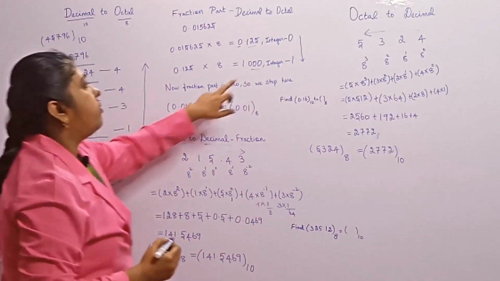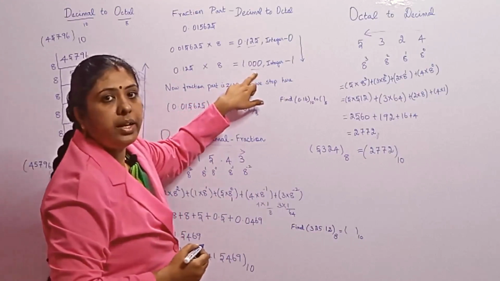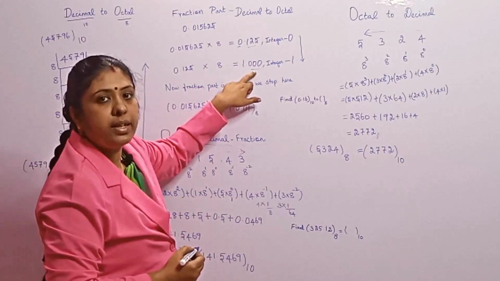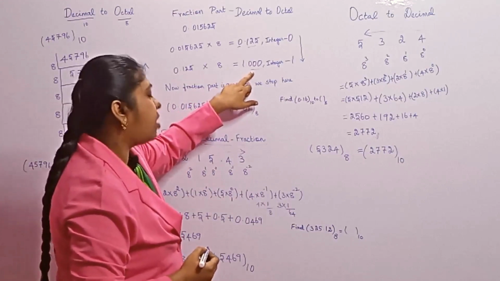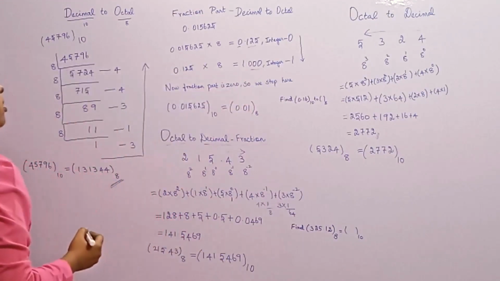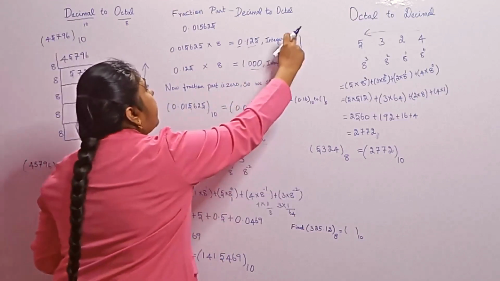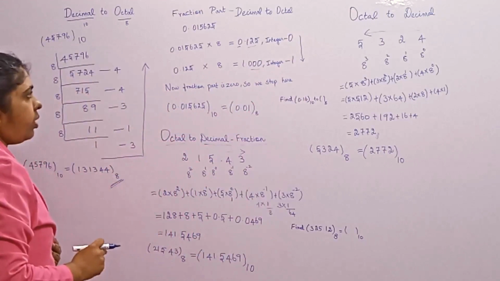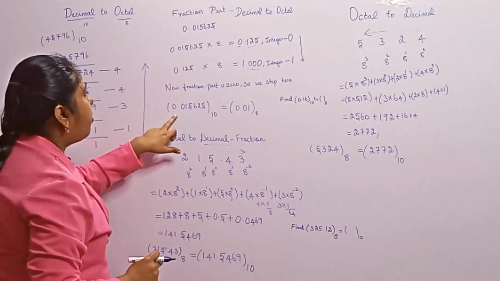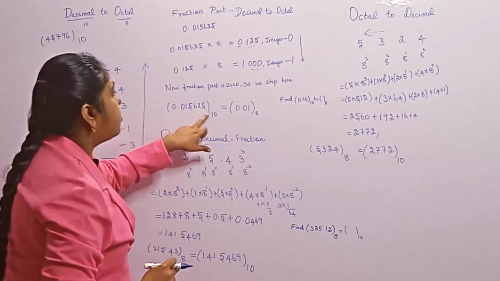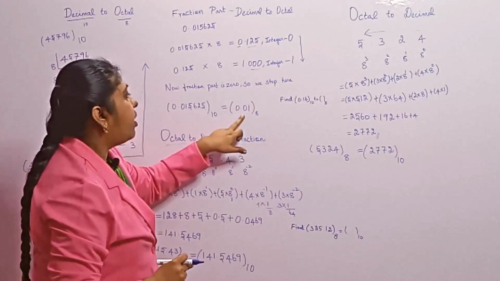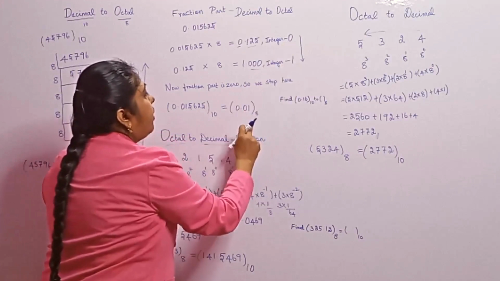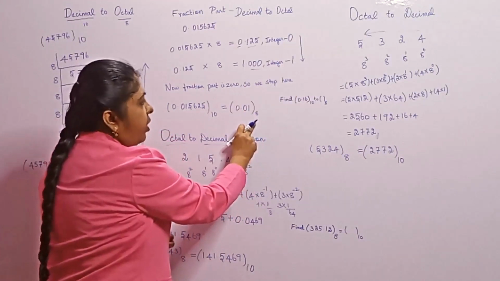We cannot continue the iteration, since 0 multiplied by 8 will always return 0. So we stop here, and we write the answer from the top to the bottom. So for 0.015625 to the base 10, we arrive at the solution 0.01 to the base 8.